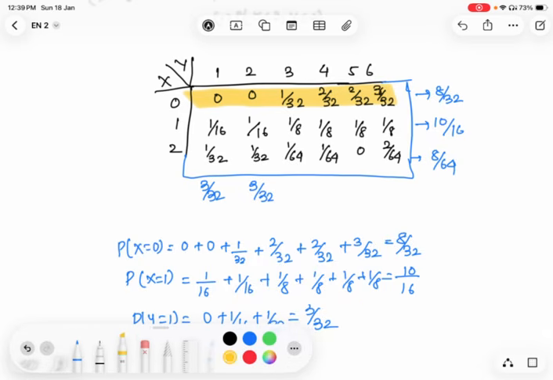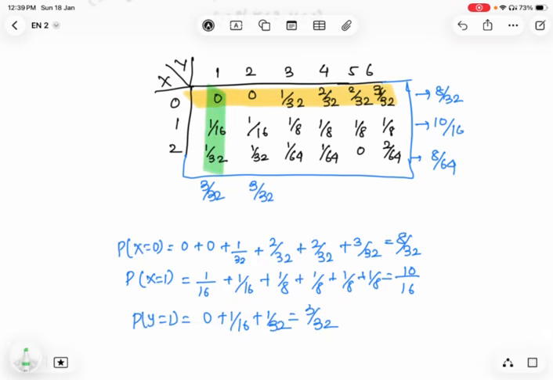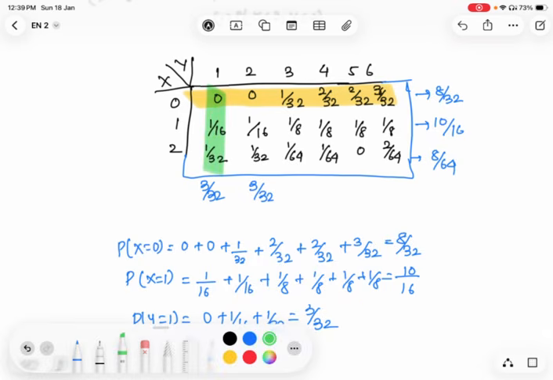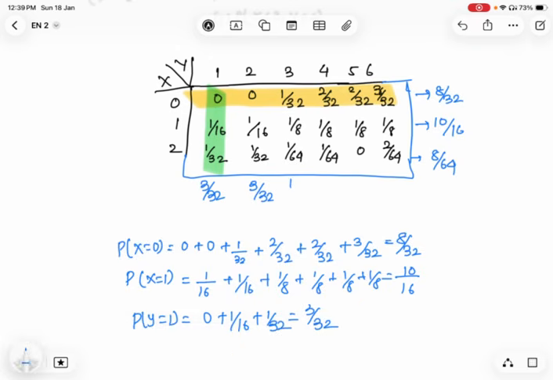I should highlight this. You will get 11 by 64 for this, 13 by 64 for this, 6 by 32, and 16 by 64. And one more important concept here.